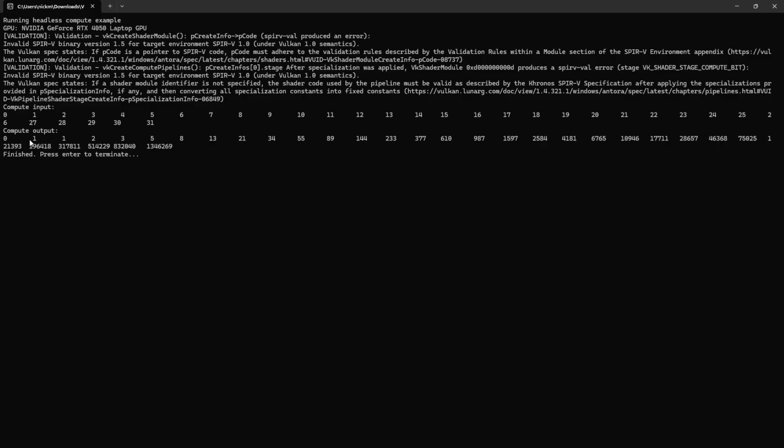So 0 plus 1 is 1. And then when we move, 1 plus 1 is 2. Then 2 plus 1 is 3. Then 3 plus 2 is 5. Then 5 plus 3 is 8. Then 8 plus 5 is 13, and so on, right? It's just a simple computational thing.